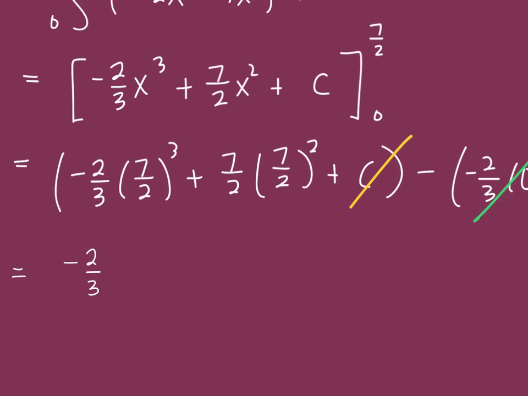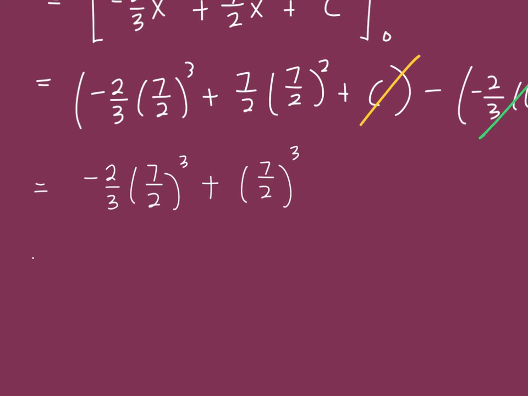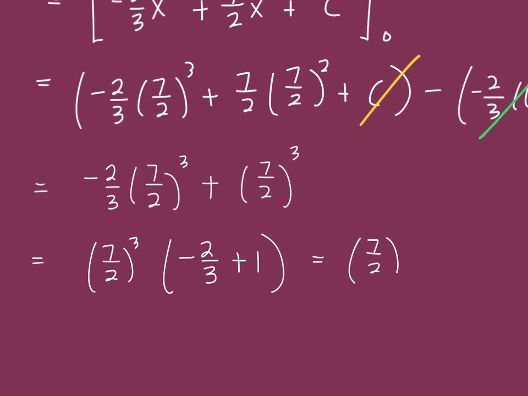This is negative 2/3 times 7/2 cubed. The second part, if I combine the 7/2 as the coefficient and the 7/2 squared, I end up with 7/2 cubed again. So I have -2/3 times 7/2 cubed plus 7/2 cubed. In other words, my GCF is 7/2 cubed, leaving me with -2/3 plus 1, or 7/2 cubed times 1/3.